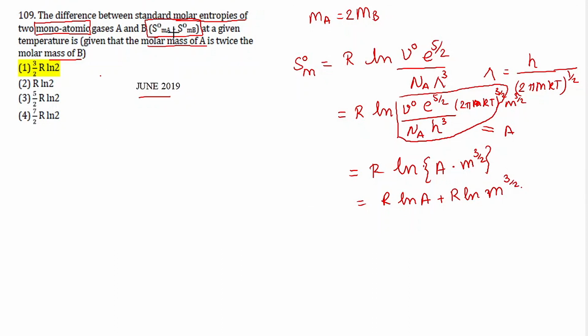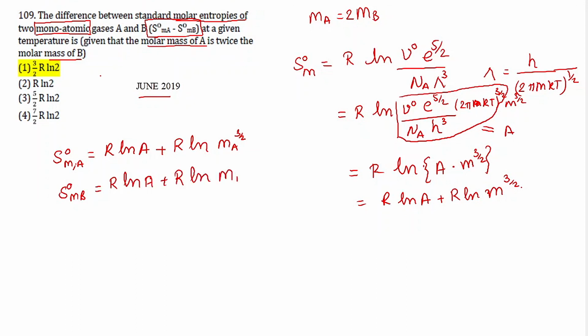So for the monoatomic gases A and B, the molar entropy we can write as S0 m of A will be equal to R ln A. A is a constant, as it is made up of all the constants, and it will be the same for both the gases A and B. Only the difference is the mass, so plus we will have R ln mA raised to 3 by 2, and similarly for S0mB we will have R ln A plus R ln mB raised to 3 by 2.